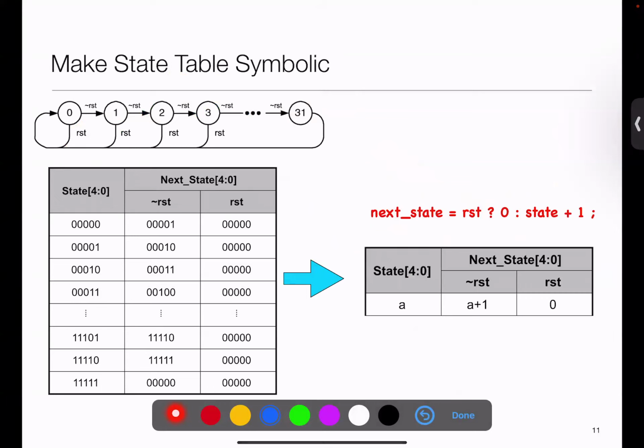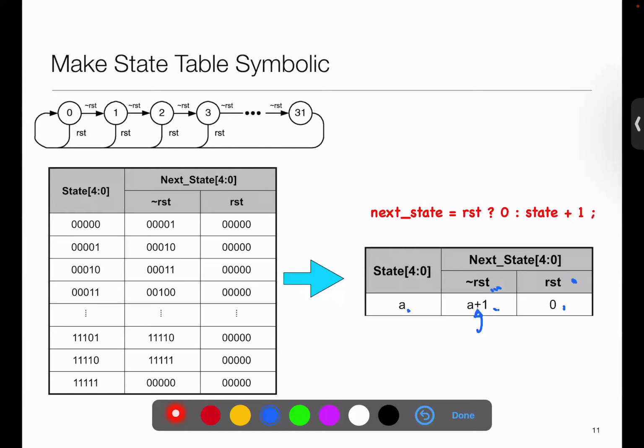So now this whole next state table becomes much more compact. It's basically saying if the current state is A, I don't care what A is, then if reset is high, then next state is 0. And if reset is low, then it is A plus 1. This plus is now capturing a lot of detail, right? It's an arithmetic operator, which we have seen already before. We have seen how to do addition and all.